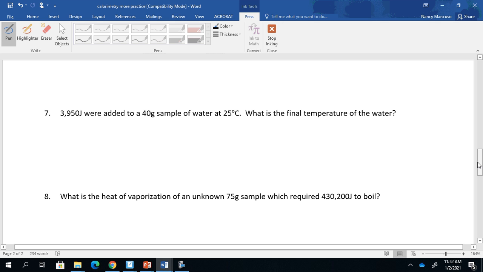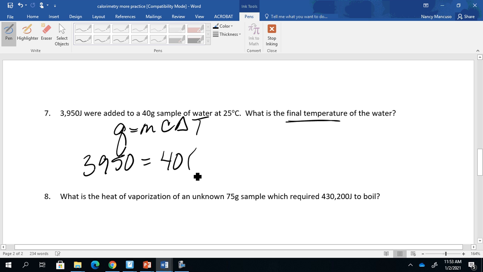3,950 joules are added to a 40-gram sample of water at 25 degrees. What is the final temperature? Okay, so I know the temperature is going to change, so I need Q equals MC delta T. Q is 3950. My mass is 40. Specific heat of water is 4.18. And then delta T is what I'm solving for.